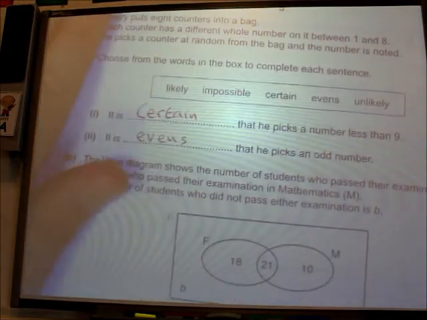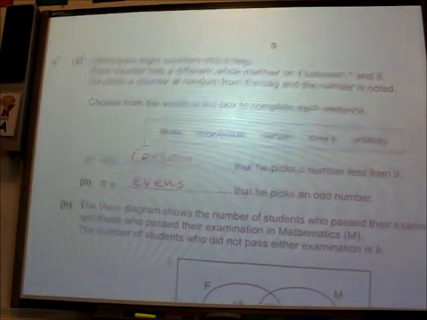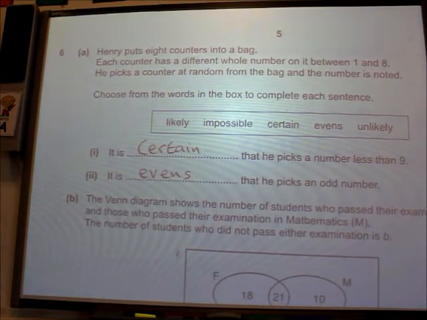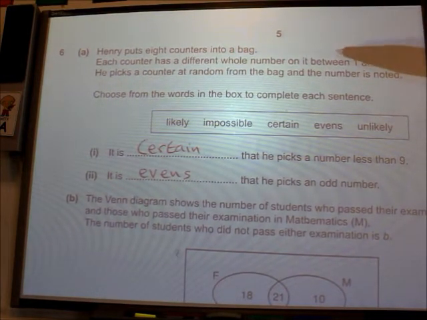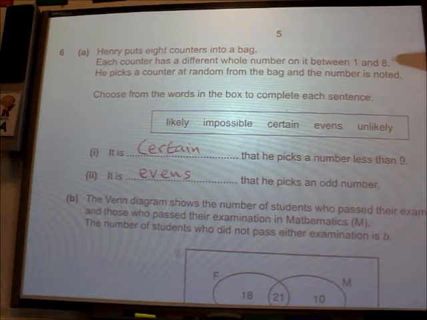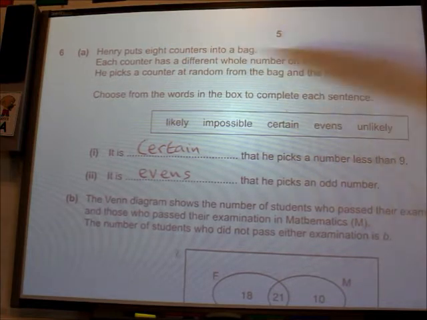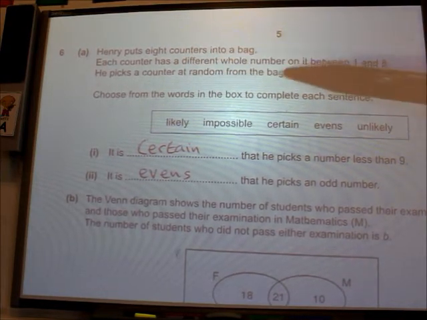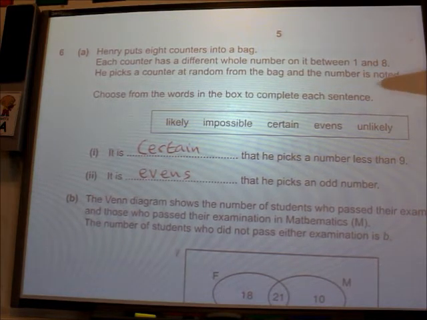Question 6. Okay, do part A first. Henry puts 8 counters into a bag. Each counter has a different whole number on it between 1 and 8. So that makes sense. 8 counters, 1, 2, 3, 4, 5, 6, 7, 8. If you don't like this, you can just draw 8 circles and label 1, 2, 3, 4, 5, 6, 7, 8. He picks a counter at random from the bag and the number is noted down.